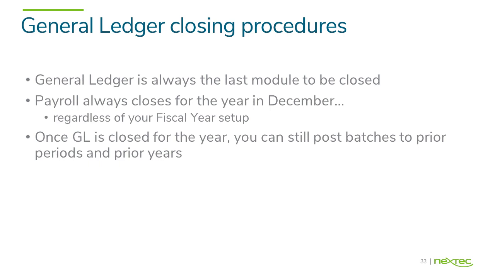Okay, so lastly is going to be your general ledger closing procedures. General ledger is always the last module to be closed. Payroll always closes for the year in December, regardless of your fiscal year setup. So once general ledger is closed for the year, you can still post batches to prior periods and prior years. Now that's a setting in the GL setup screen that will allow you to post to previous periods.